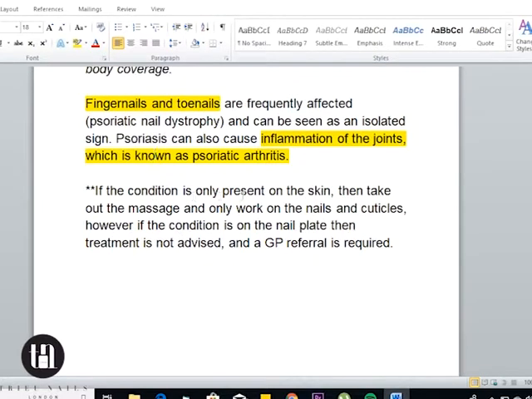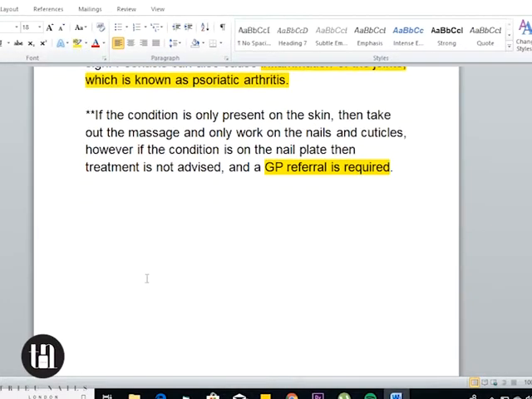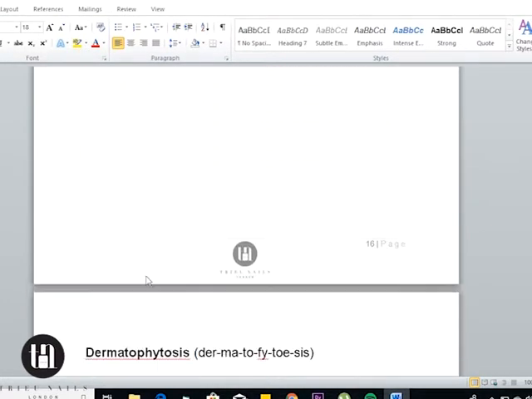If the condition is only present in the skin, then take out the massage completely and only work on the nails. If, however, it's on the nail plate, then a GP referral is required and you do not carry out treatment until the referral comes back.